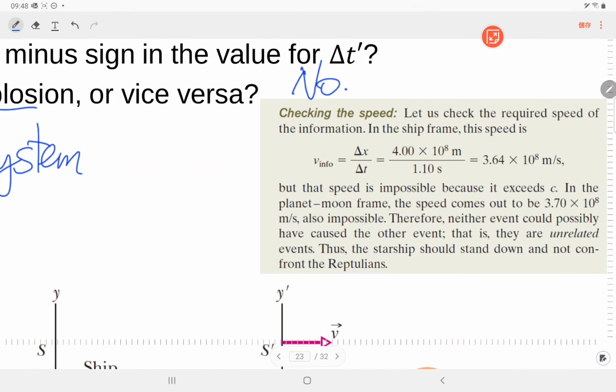Also, it mentioned something about checking the speed. Also, the required speed of the information in the shifting frame. This speed is v info, which is delta x over delta t. So it is this one, which is larger than c, but that speed is impossible because nothing exceeds c. In the planet-moon frame, the speed comes out to be 3.7 times 10 to the 7 meters per second, also impossible. Therefore, neither event could possibly have caused the other event. That is, they are unrelated events. Thus, the starship stands down, not confronting the Reptilian.